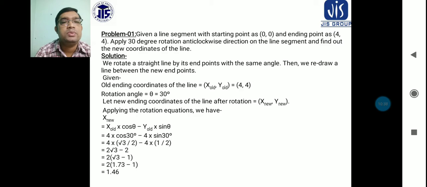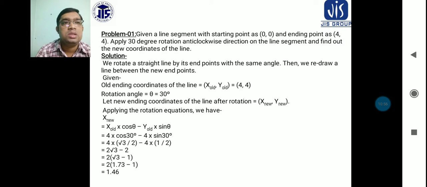A few problems will be discussed here. Problem number one: given a line segment with starting point 0 0 and ending point 4 4, these are the two points.